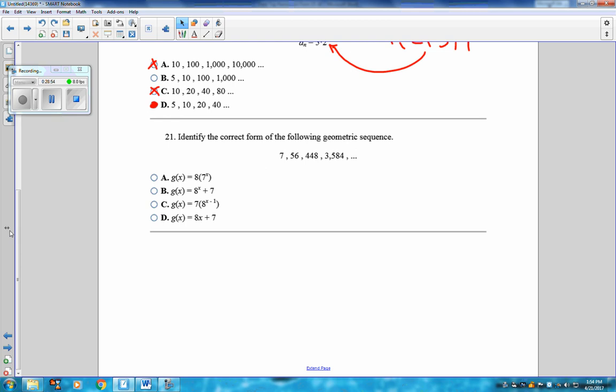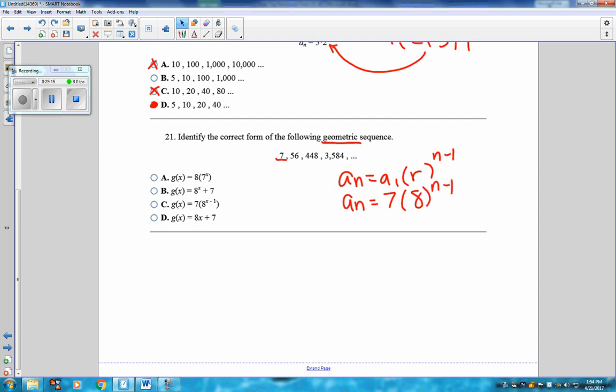21. Identify the correct form of the following geometric sequence. It even tells you it's a geometric sequence, so you're going to use a sub n is equal to a sub 1 times r to the n minus 1. My first term is 7. 56 divided by 7 is 8, so my common ratio is 8, to the n minus 1. So in this case, my answer is going to be C.